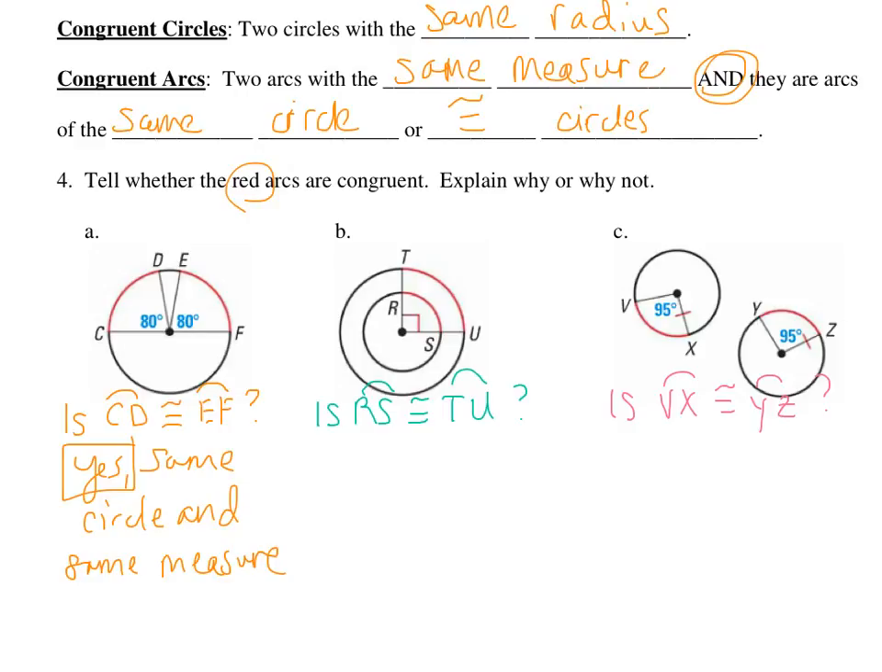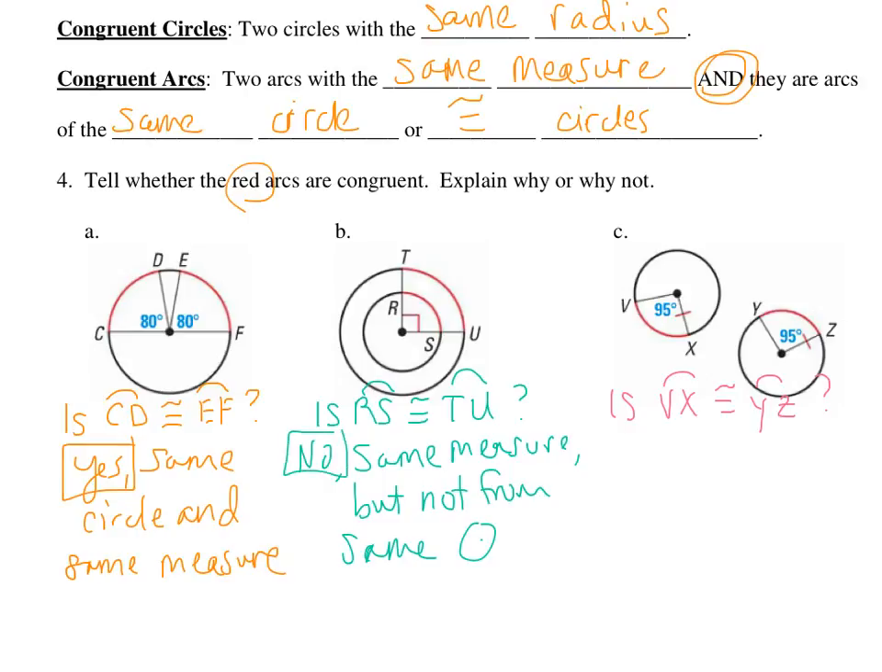All right, so letter B is arc RS congruent to arc TU. And if you look at it, they overlap the same central location, but they're not exactly the same circle, but they do have the 90 degrees. So they have the same measure, but not from the same circle. So this would be a no. They are not congruent. If you look at them, you can tell that one is bigger than the other one.